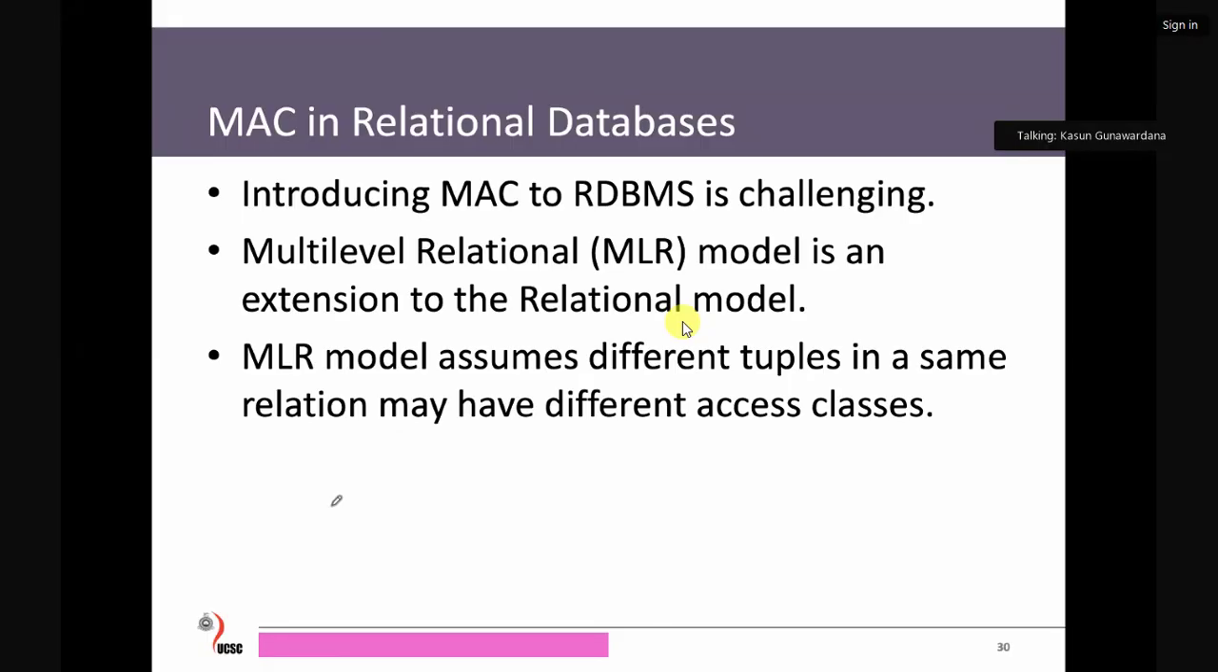So one row might be at the unclassified level and another row might be at a confidential level. A third row might be at secret, right? So likewise, there can be a lot of different data at different clearance levels.